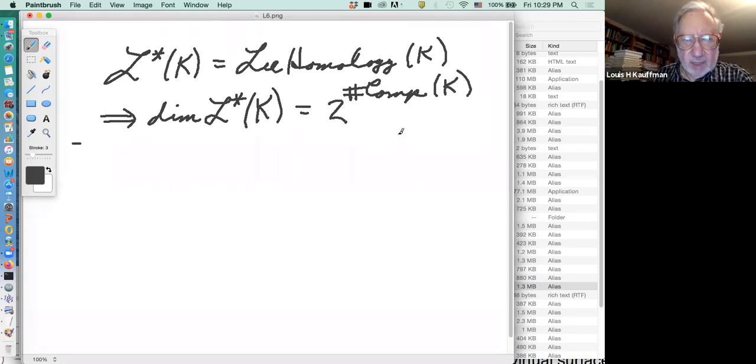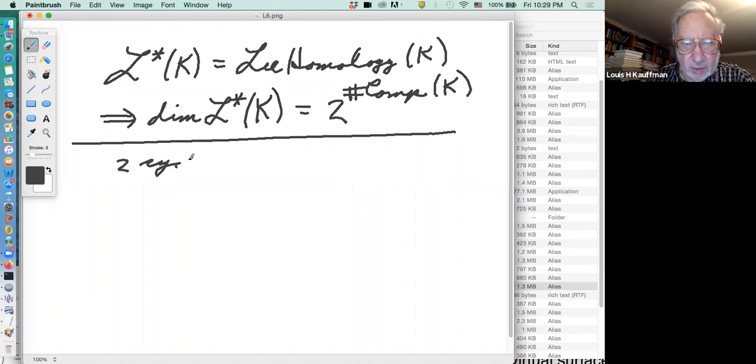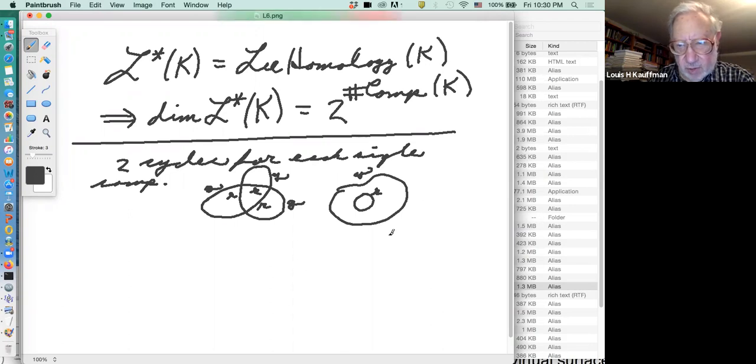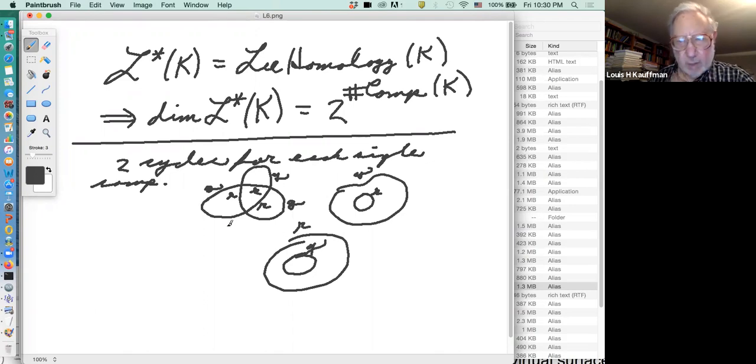And why do I say that? Because for each component, 2 cycles for each single component, right? So for example, if you had this, you could do green, red, green, red, green, red. And then you would have this fellow here, green, red, and you would also have red, green. You could do it the other way. You could have 2 choices for each one. So that we're going to get 2 for each, but then what about the number of components? 2 to the 1 if there was 1 component. What happens if you had 2 components?